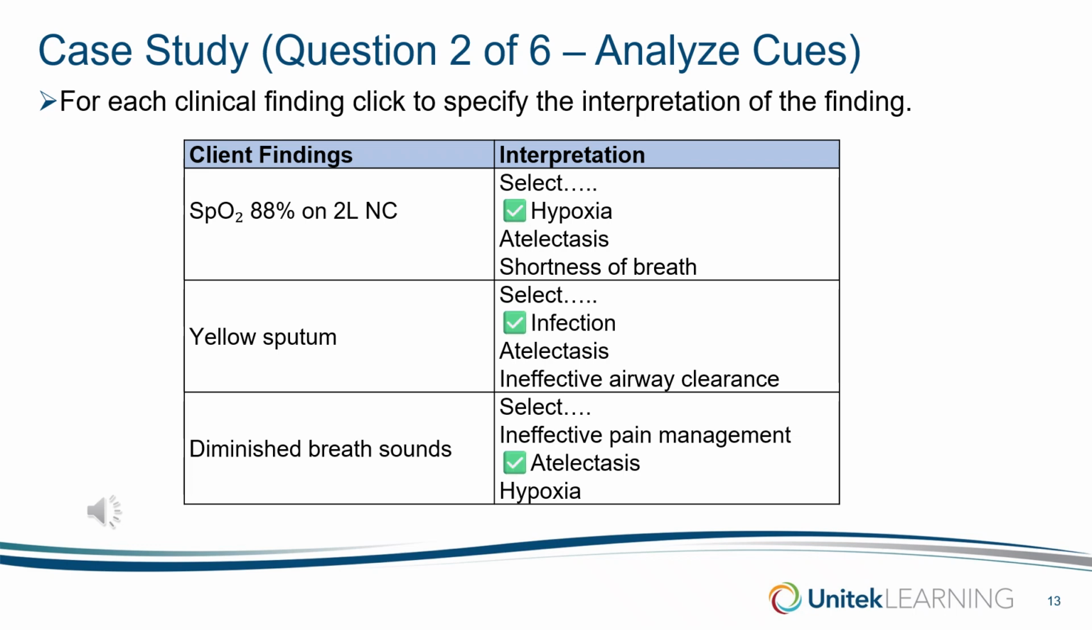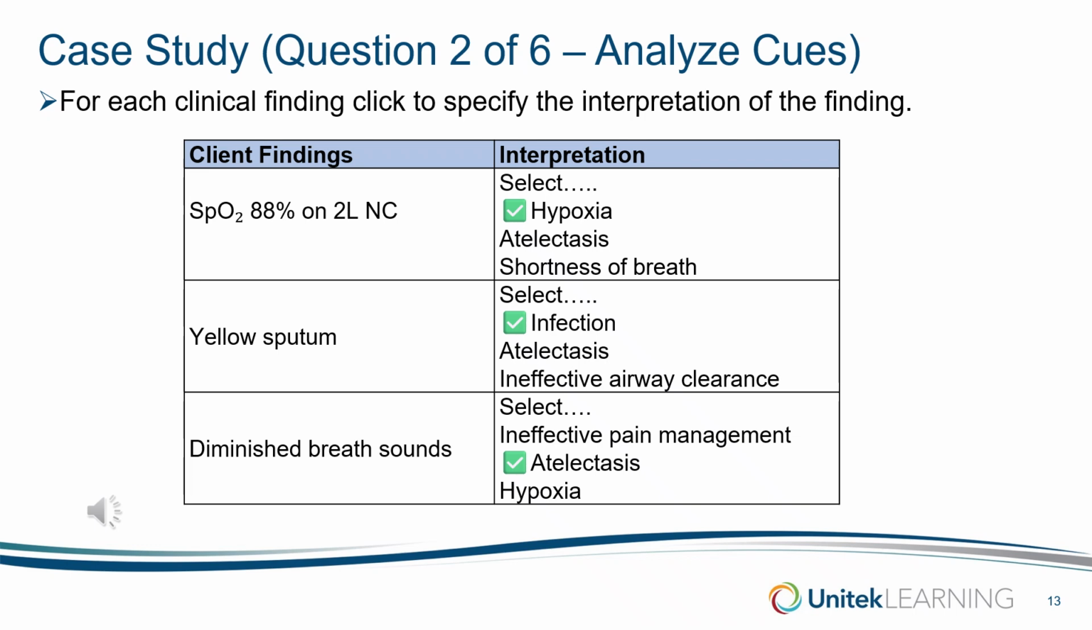While analyzing each cue, we must use pathophysiology knowledge to determine what is going on. So looking at an oxygen saturation of 88% on 2 liters of nasal cannula would indicate that we have some hypoxia happening with our patient. Atelectasis would be determined on an X-ray, and shortness of breath would not necessarily be determined by a low oxygen saturation. A patient can have a low O2 sat without being short of breath.